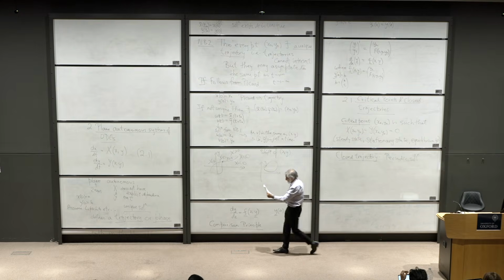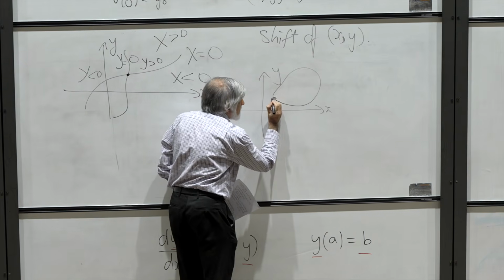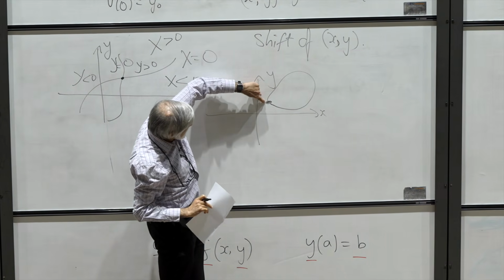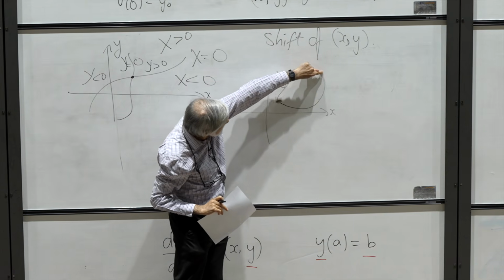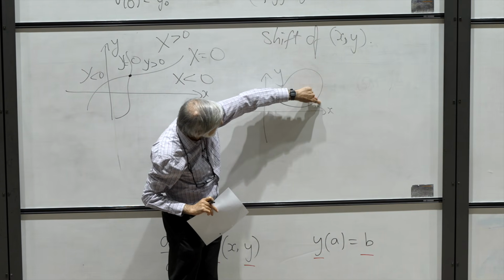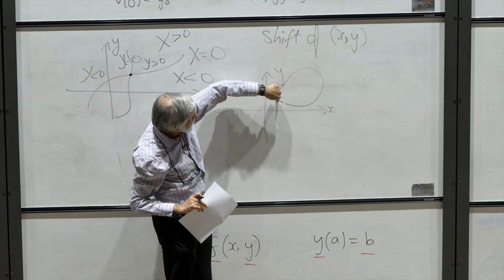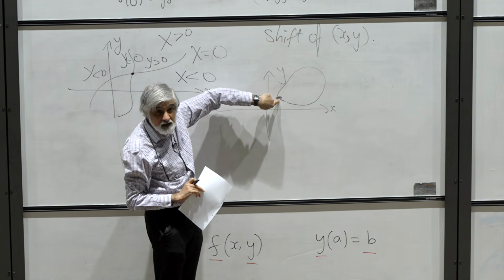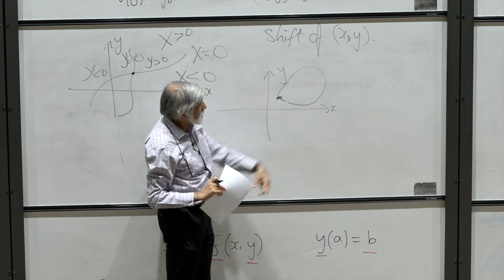Why is that? Okay, so suppose we start off here and we give out our trajectory, and it goes like this, and it comes like this, and it comes back to here. What will it do?